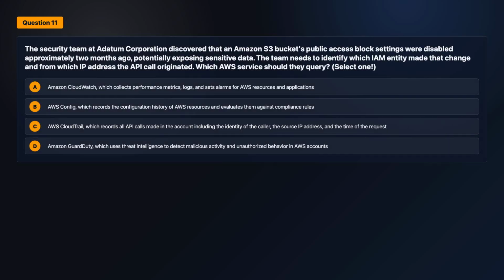The security team at Adatum Corporation discovered that an Amazon S3 bucket's public access block settings were disabled approximately 2 months ago, potentially exposing sensitive data. The team needs to identify which IAM entity made that change and from which IP address the API call originated. Which AWS service should they query? Select one. Review the answer choices on screen.